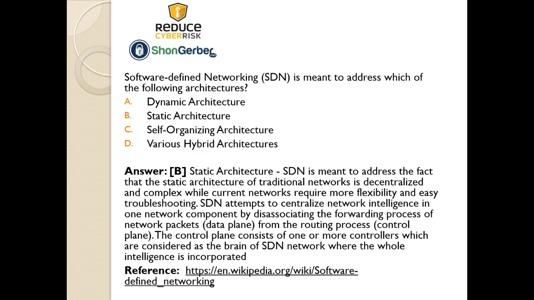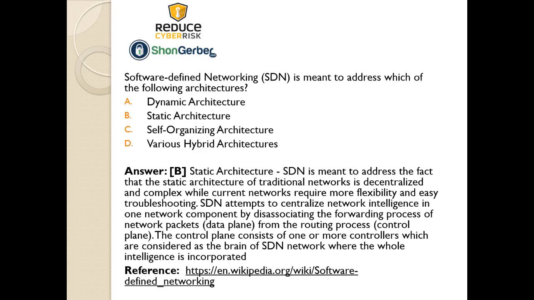SDN is basically meant to address the static architectures of a traditional network. Your networks are constantly static, and so it helps. It uses software to decentralize these complex networks and allows you to spread them out. When you're switching back and forth while the networks are working, it's using software to help define where to forward the information. From Wikipedia: SDN attempts to centralize network intelligence in one network component by disassociating the forwarding process of network packets, or the data plane, from the routing process, or the control plane. So it's basically splitting them up, and it allows the software to define where the packets go.